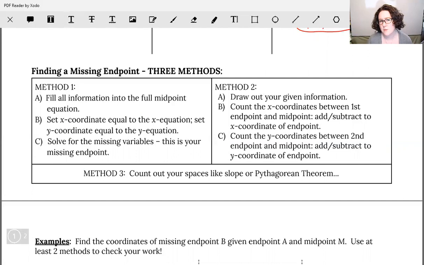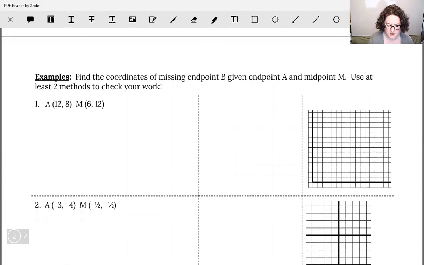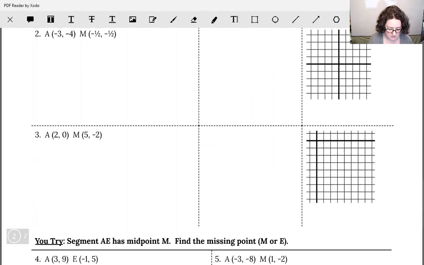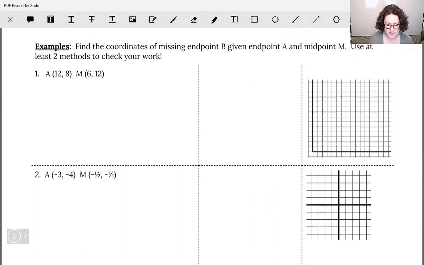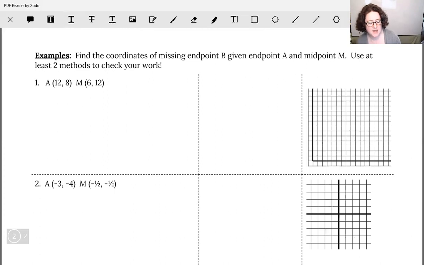So on the back page of your printable notes, if you printed those out, I have 3 examples here. We're going to try one of each method just so you can see how they would be approached. I'm looking at my values. Number 1, I'm looking at points like 12, 8, and 6, 12. And you'll notice I gave you a bigger graph on here.